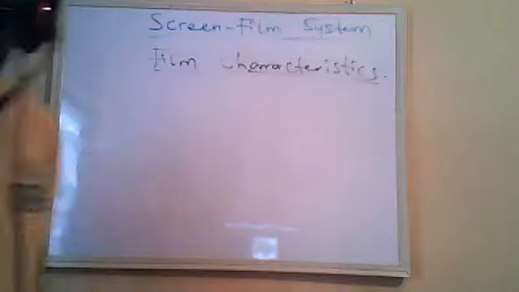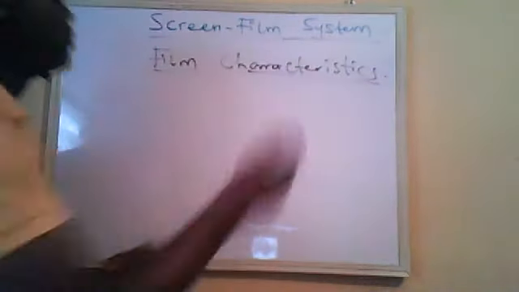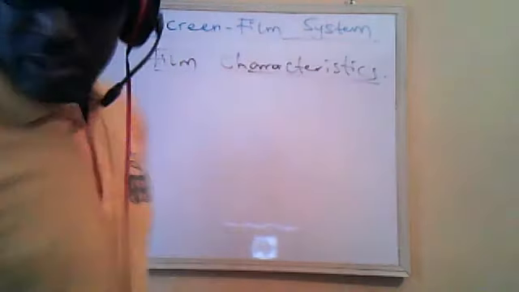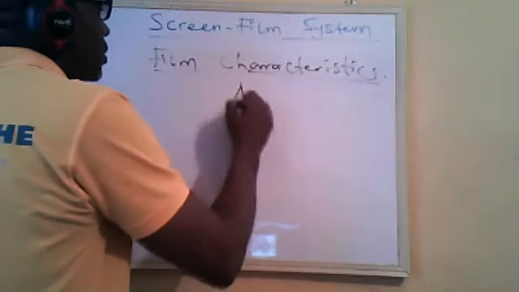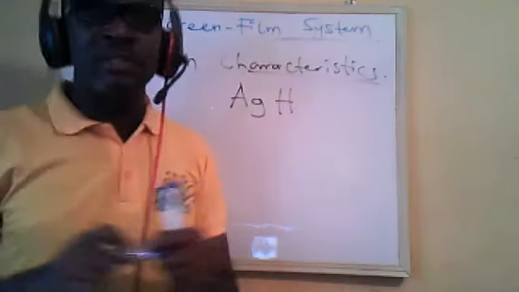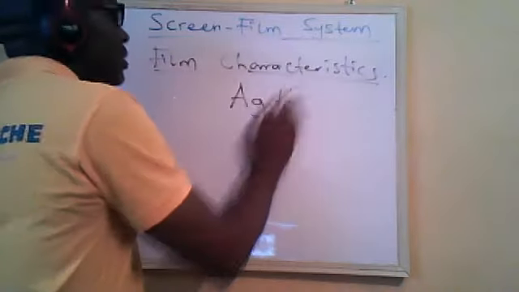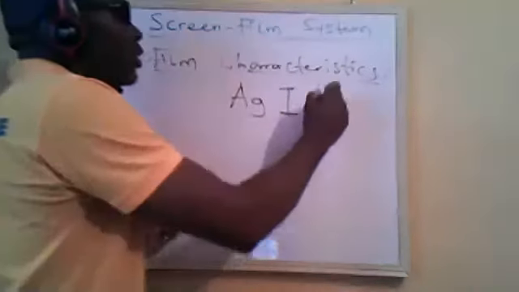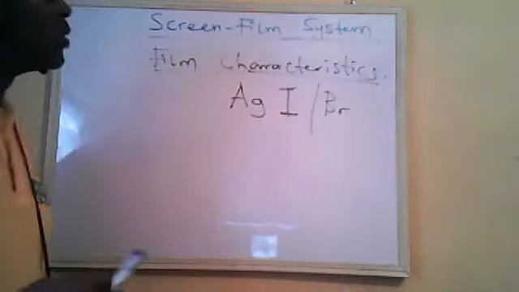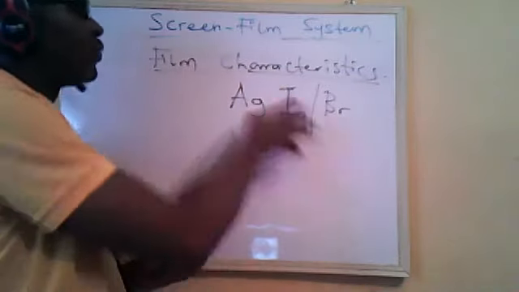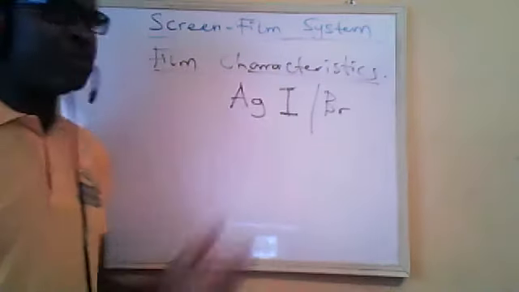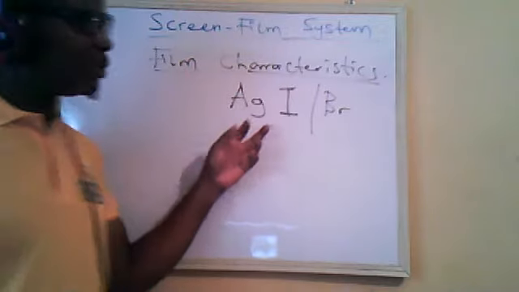And of course, the major component of the film is silver halide. The halide can be from any of the halogen family, more specifically silver iodide. At times, you can also add bromine to give us silver bromide. So when light falls on the silver halide inside the film, silver will be produced.